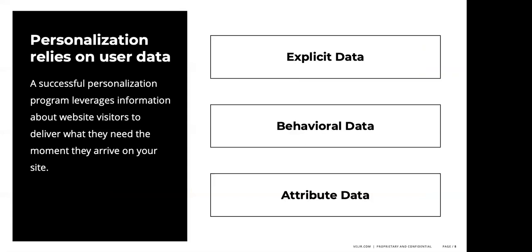So personalization relies on user data. It's impossible to have a successful personalization program if you're not thoughtful about the types of data that you are personalizing on. So I like to break it down into three types of data: explicit data, behavioral data, and attribute data. And I will walk through each one of these things.